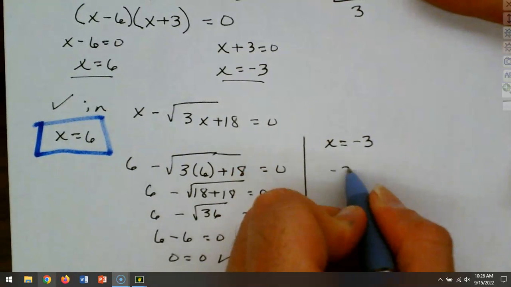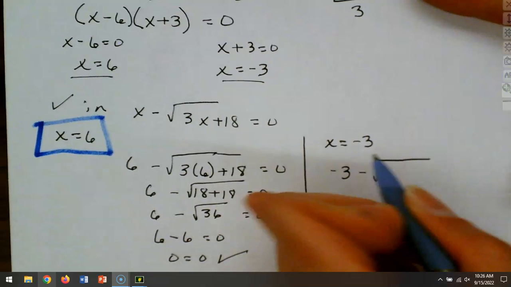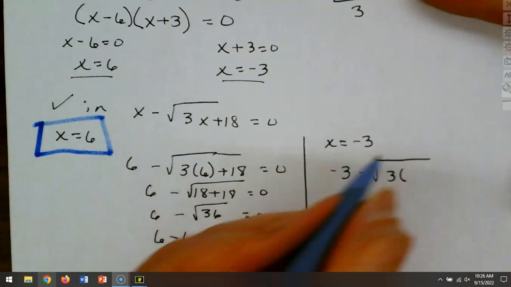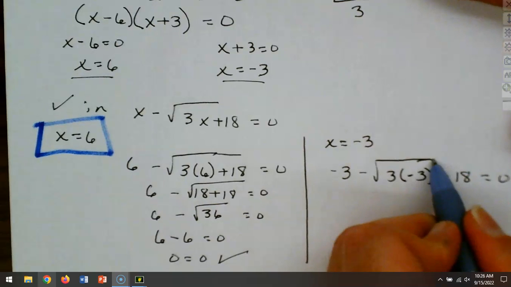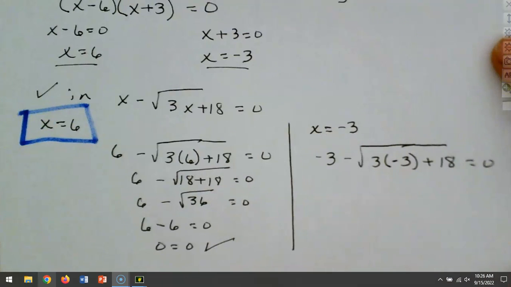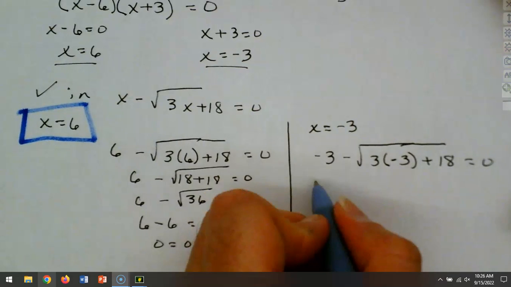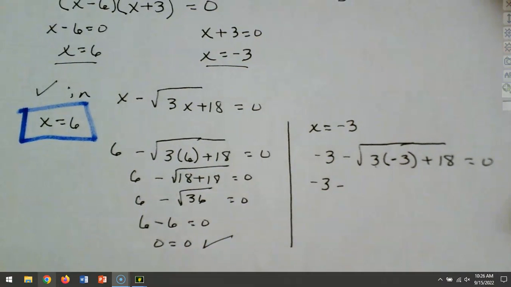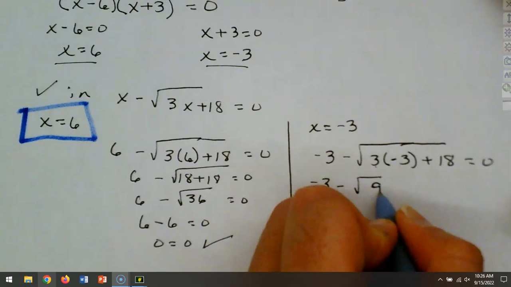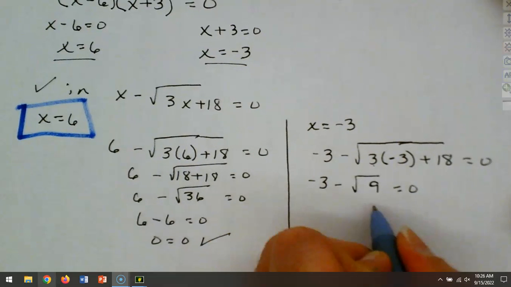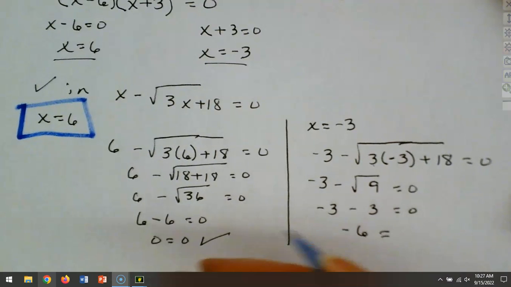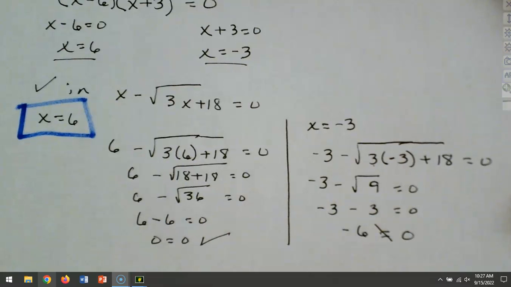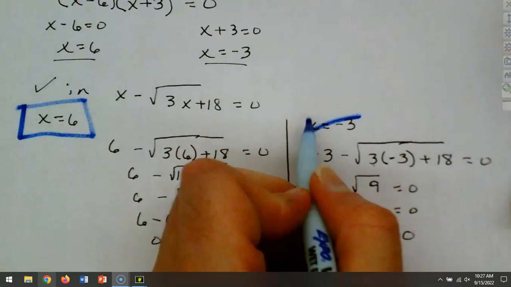When I plug the negative 3 in, our signs are not going to work for us because we're going to end up with not 0. We're going to end up with something else. So it looks like it might work, but let's check. We have a minus 3 minus 3 times negative 3 is a negative 9. Negative 9 plus 18 is a 9. Square root of 9 is 3. Okay, but this one doesn't work. Why not? Because that's negative 6, and negative 6 does not equal 0. So this one does not work.